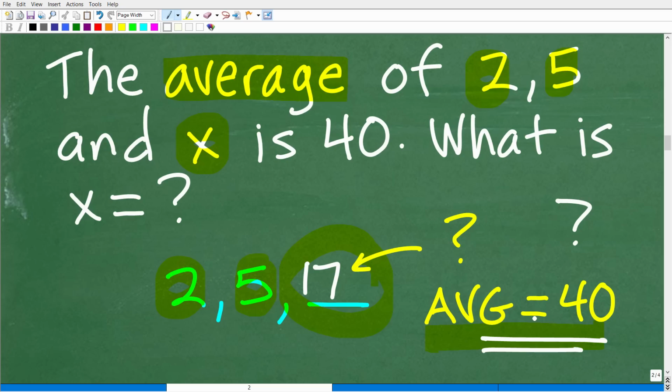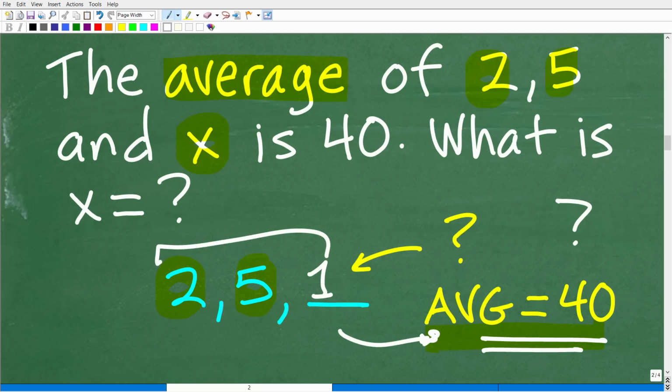They'll turn in their answer, and it will make no sense. For example, someone might give me 1 as the answer here. And I'll be like, okay, here's the answer. I did a bunch of work. And then, if you just stop and think about it, this doesn't make any sense. There's no way we can get the average of 2, 5, and 1 to be 40, right? These three numbers, there's no way.